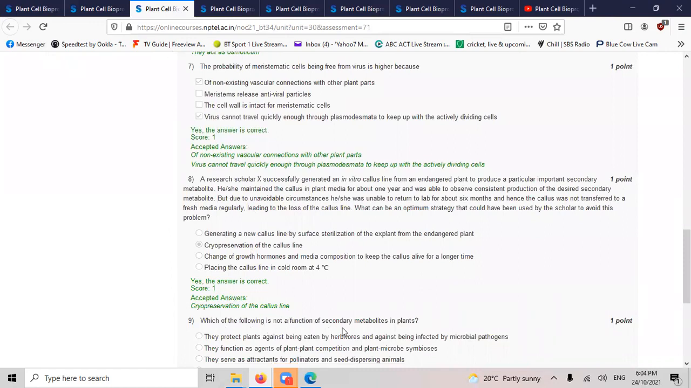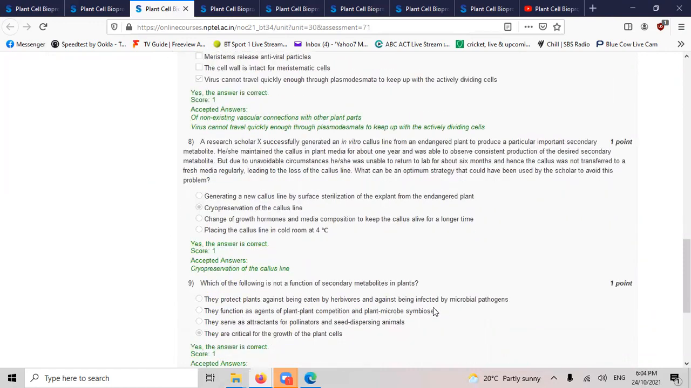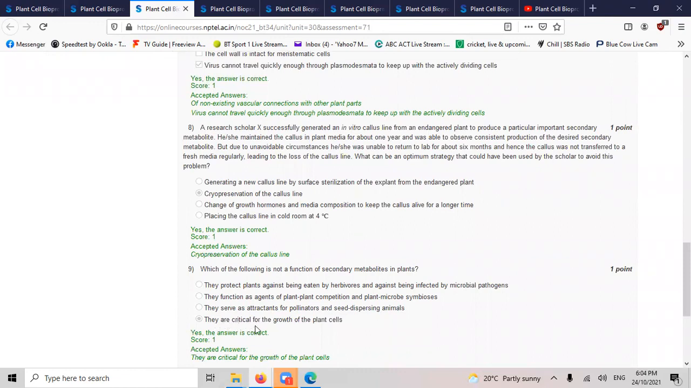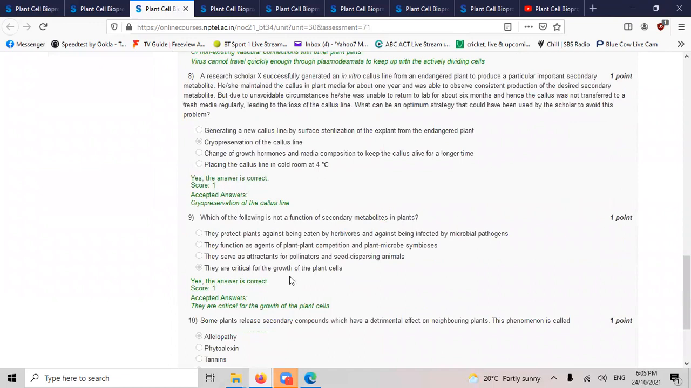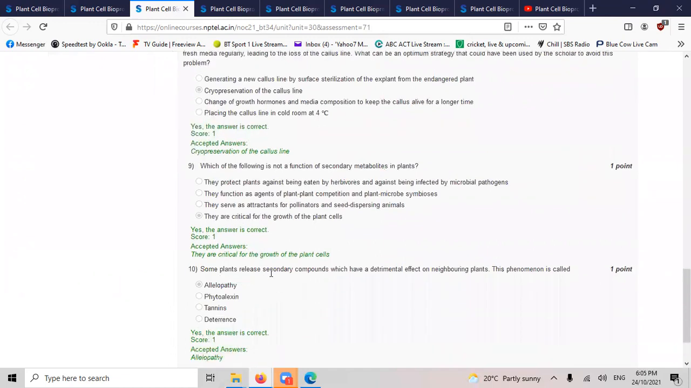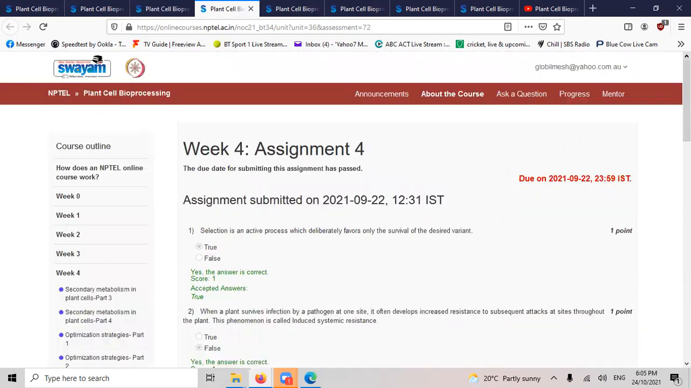Which of the following is not a function of secondary metabolites? Well, that one. They are critical. That is not a function of secondary metabolites because they're not critical for the growth. That's right. Some plants release secondary compounds which have detrimental effects on the neighbouring plants. This phenomenon is called allelopathy. Oh, that's it. Week 4. Selection is an active process. Sure is, it's not a passive process.